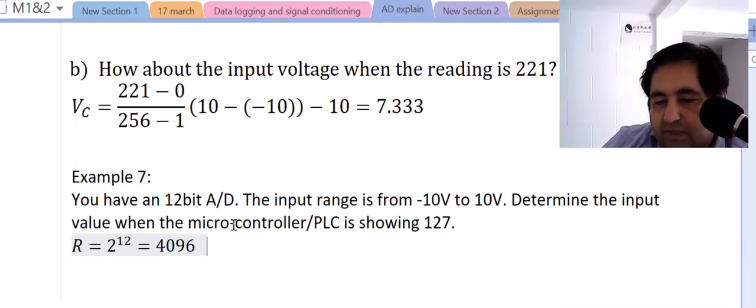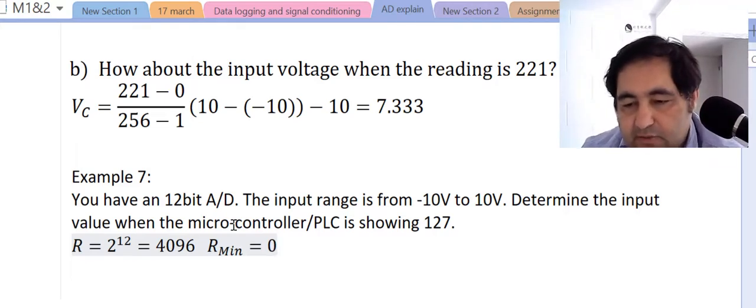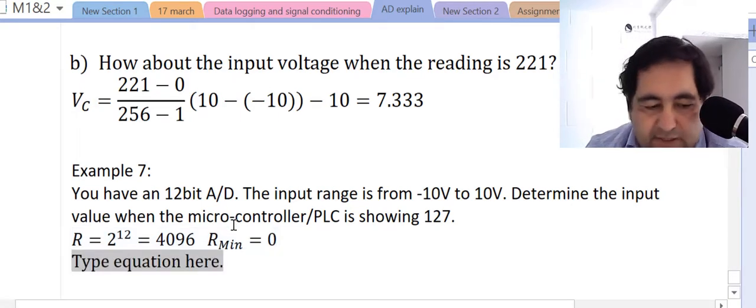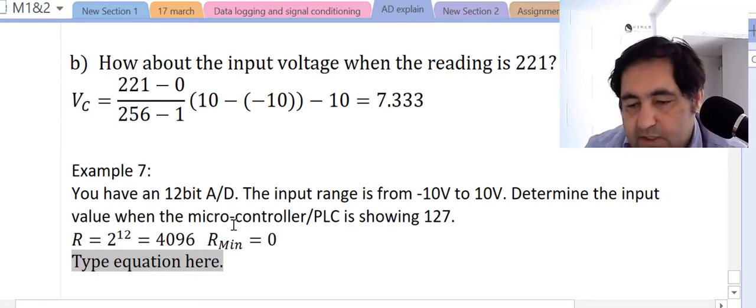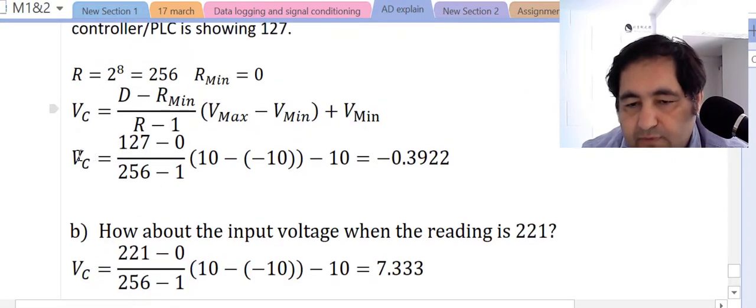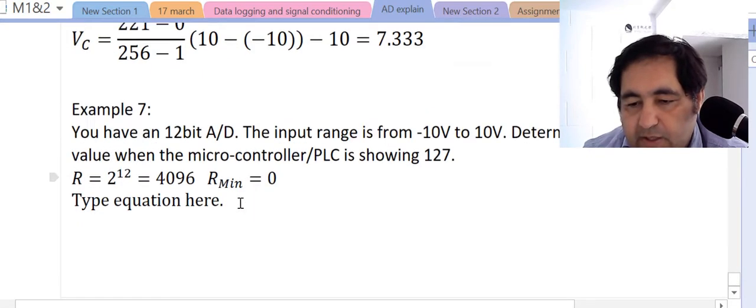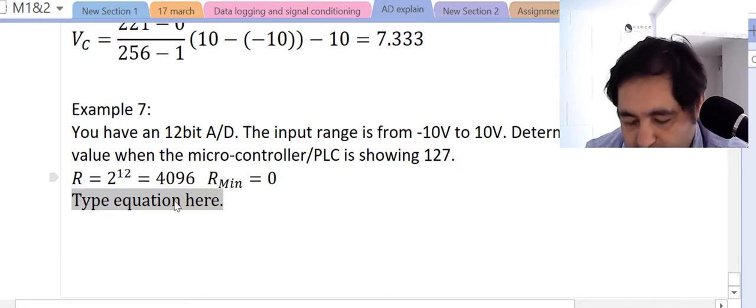Again, nothing is mentioned about the minimum resolution, so I suppose R minimum equals 0. That's usually what we consider, that we start from 0, unless obviously it's stated the other way. Now we want to look at VC. Where's the formula for VC? The formula for VC is right here. It's just a matter of applying and putting these numbers in the formula.